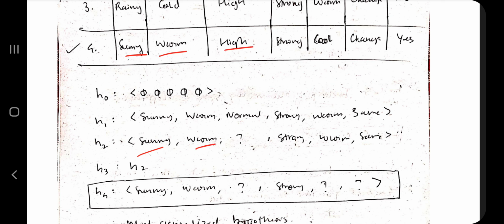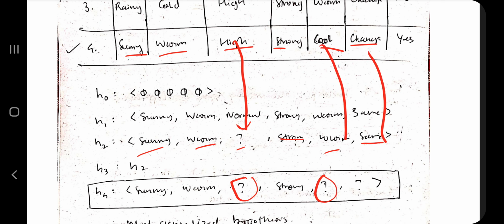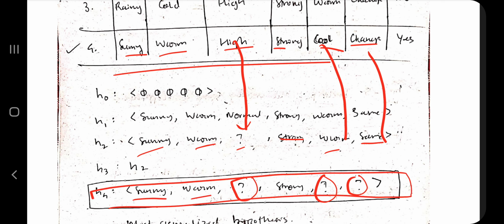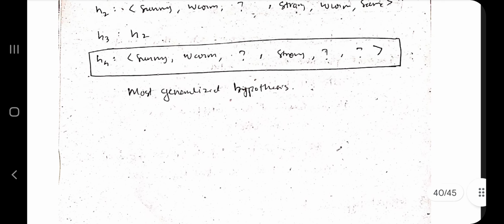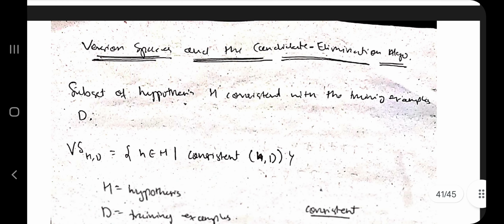Warm, high is there and question mark is there. When you get a question mark, you just write a question mark here. Strong, don't do anything. Cool and warm, again a difference, so question mark. Change and same, again a difference, so question mark. Sunny, warm will remain the same. Now the rows are over, and that's your final hypothesis. This is how you will approach this question. That's the most generalized hypothesis.